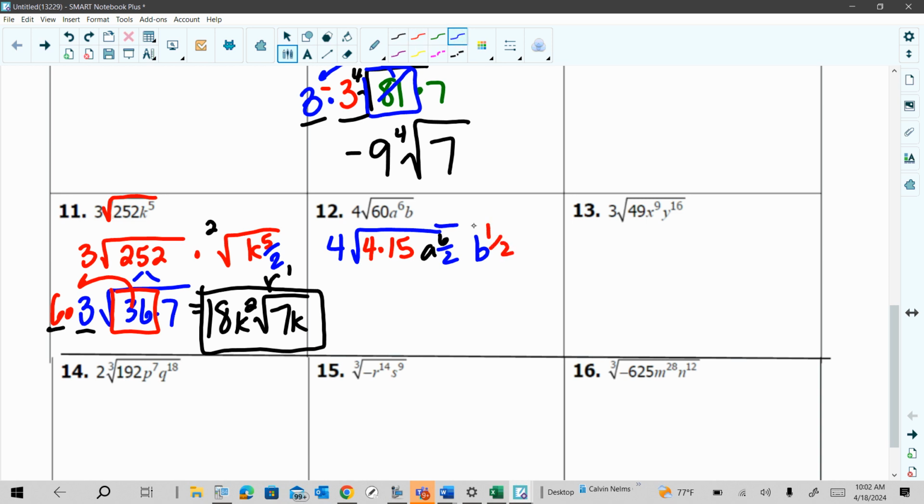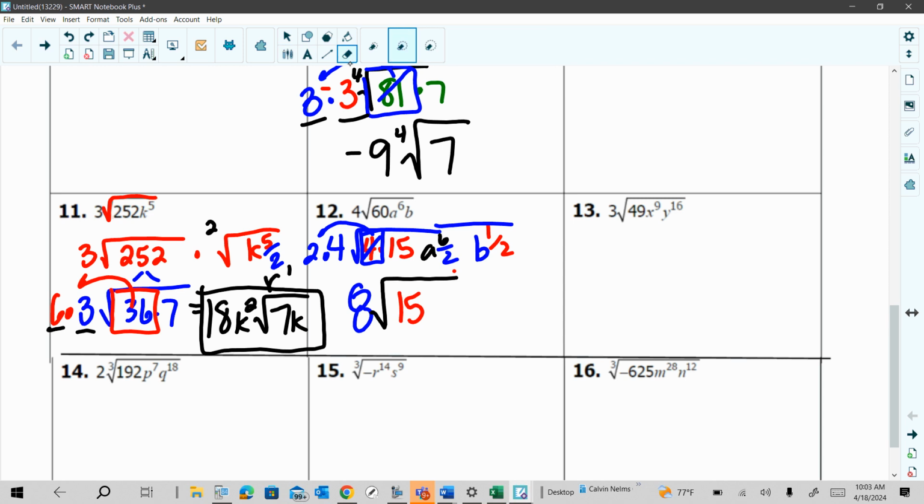So 4 is the perfect square. Square root of 4 is what? 2. So the 2 comes out. Okay, so that's 8. There we go. We have our radical. We have 15. Now, oh, I forgot. Can 2 go into 6? Yeah. How many times? 3. So that is, I should have made some room here. Sorry. Forgot that that's coming out.